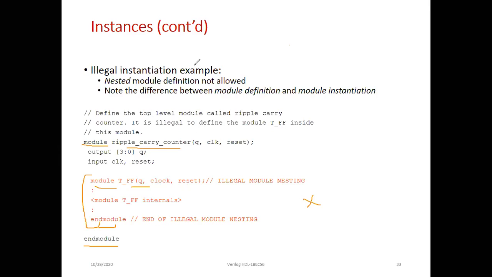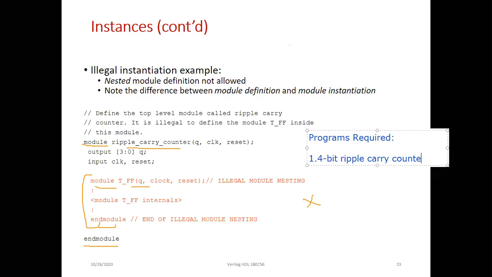If you are writing the 4-bit ripple carry counter, how many total programs are required? Any answer? The first program is the 4-bit ripple carry counter. I will name it ripple carry counter rcc.b. This is a file name.